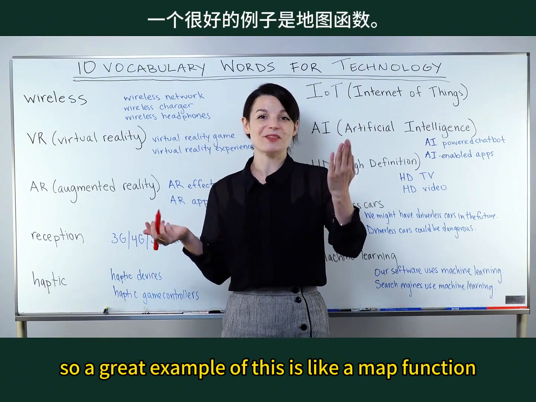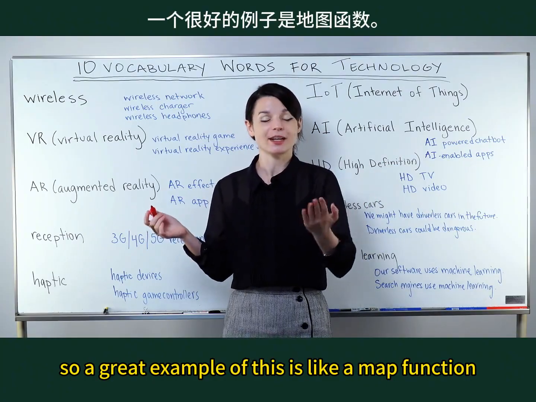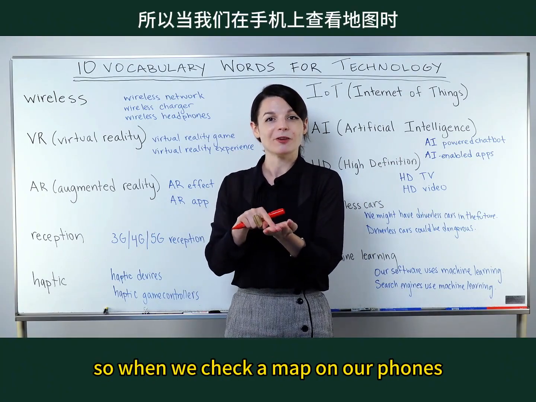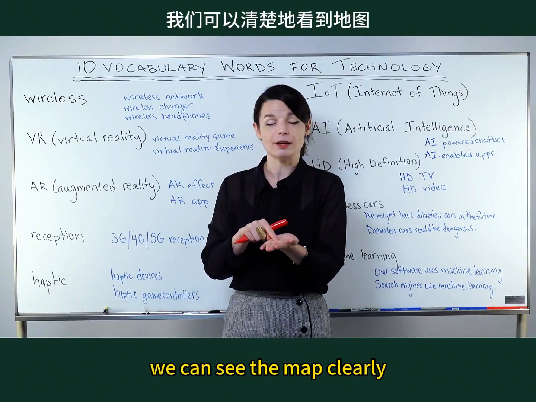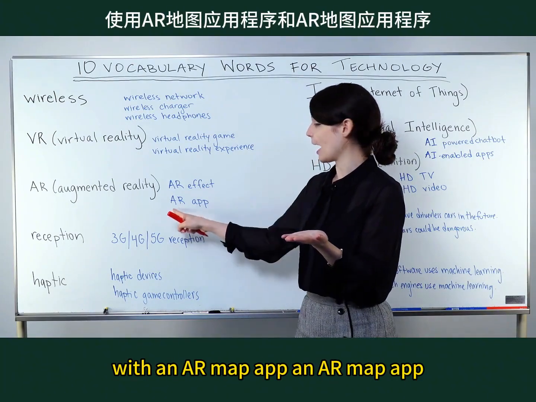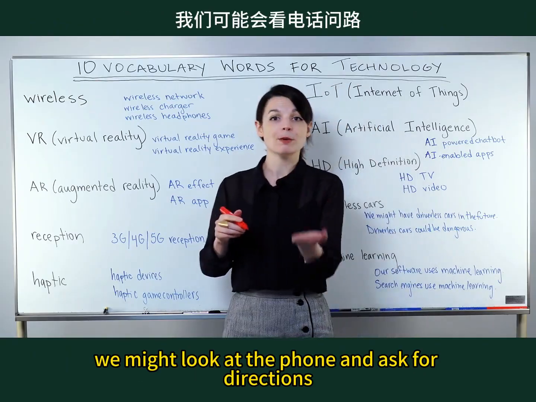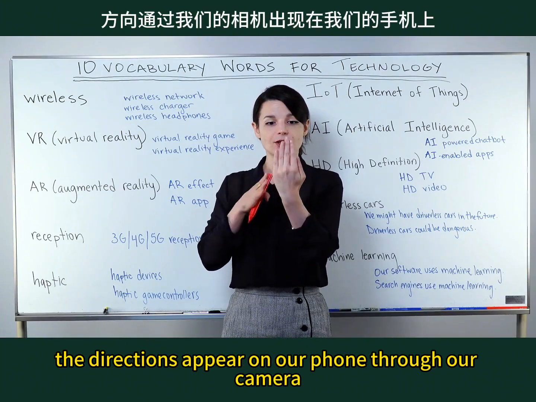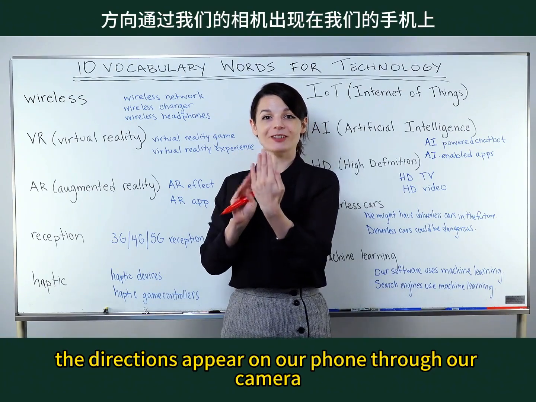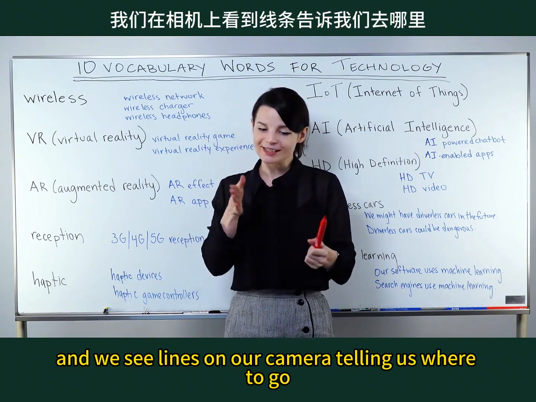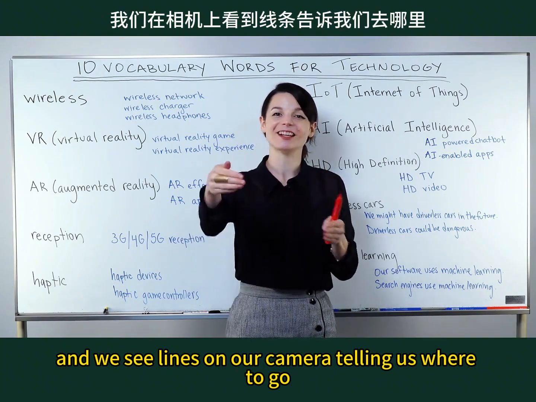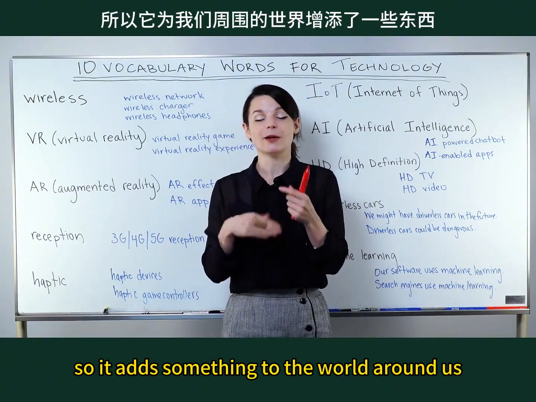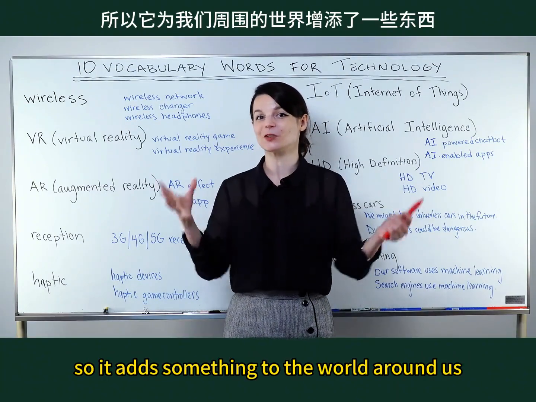So a great example of this is a map function. When we check a map on our phones, we can see the map clearly. With an AR map app, we might look at the phone and ask for directions, and the directions appear on our phone through our camera, and we see lines on our camera telling us where to go. So it adds something to the world around us.